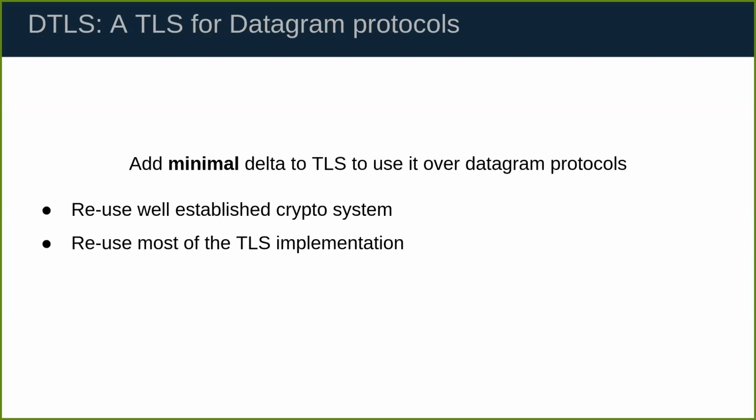So this is where DTLS steps in. DTLS is defined as a delta from TLS. It reuses the well-established cryptographic primitives and the TLS implementation itself. This way, DTLS benefits from work being done on TLS. This includes extensions and RFCs developed for TLS, and this is a major security and feature advantage for DTLS. The same work that's being done on TLS extends to DTLS.